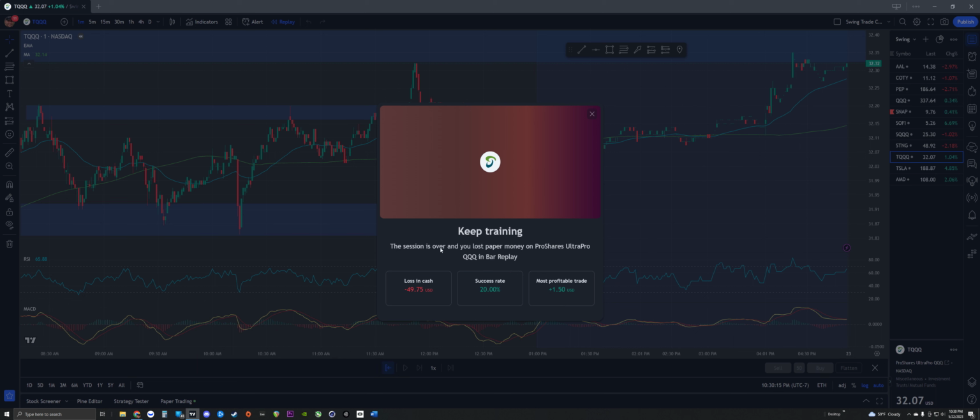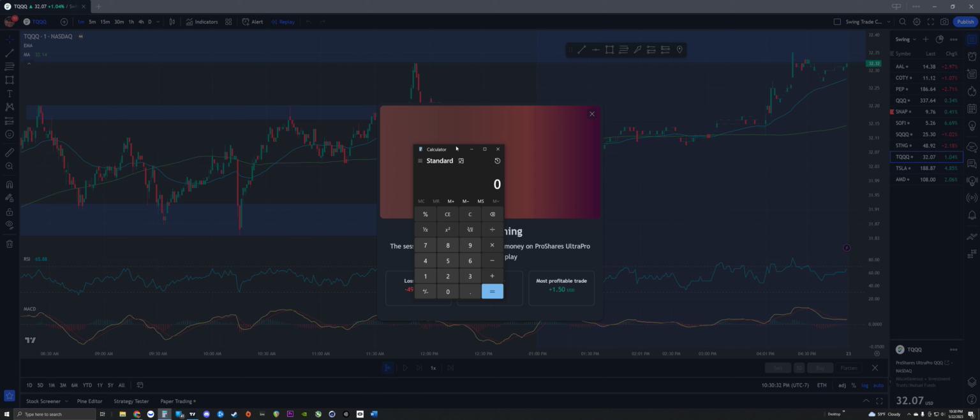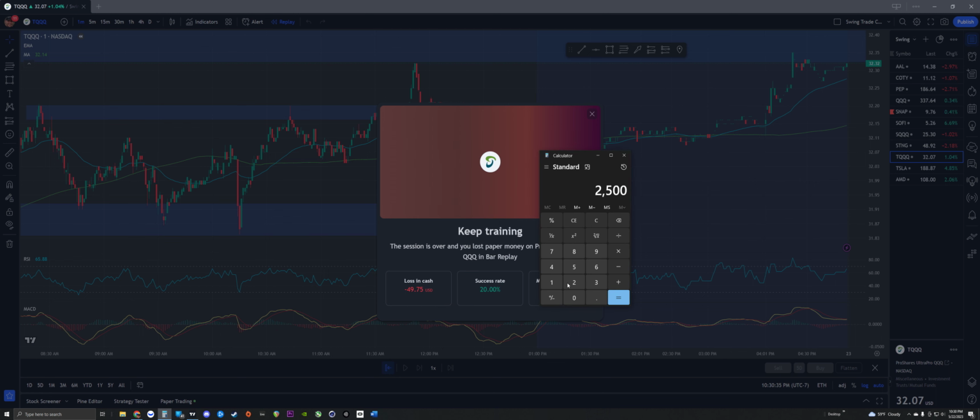TradingView, thank you very much. The session is over and you lost paper money on ProShares UltraPro QQQ in bar replay. They gave us a 20% success rate, so that's good. Our most profitable trade was $1.50. So if we have a $2,500 account, we're going to take our 49.75 divided by $2,500 equals, that is almost 2% of our account that we lost today.